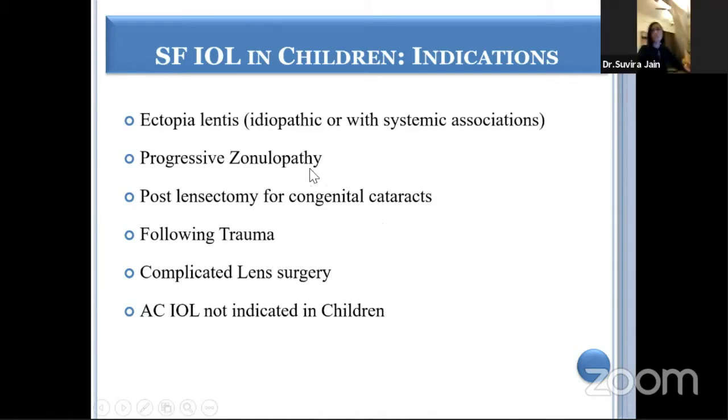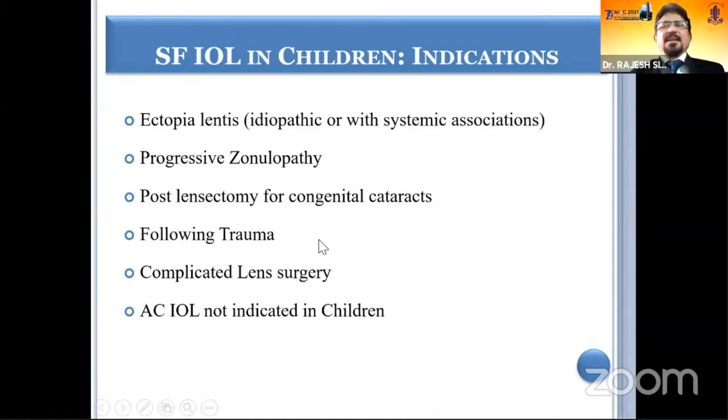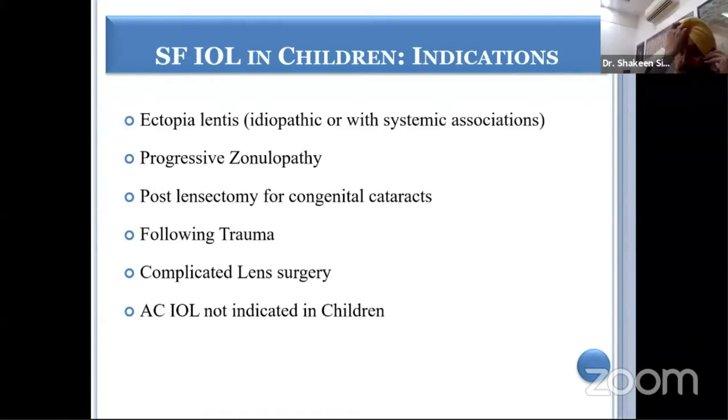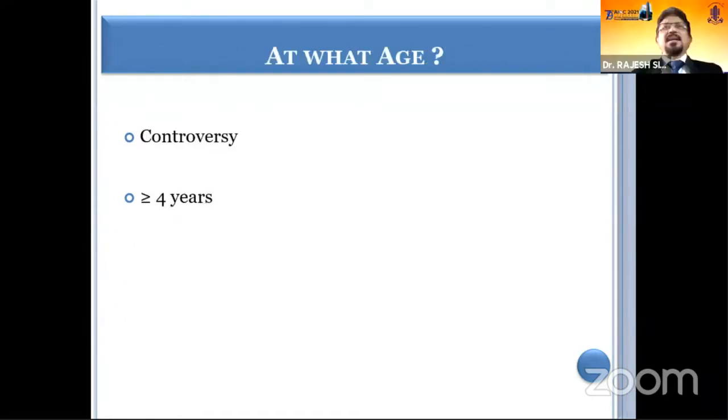If the patient has been operated for lensectomy, if there was previous trauma causing damage to the capsule and the zonules, or if it was a complicated lens surgery, in all these conditions a scleral fixation of IOL is an option, because it is preferable not to use AC-IOL in children. Initially you may get good results, but over a period of 15 or 20 years, in the eyes in which AC-IOL was implanted in the child, we have a couple of such cases, the cornea decompensated.